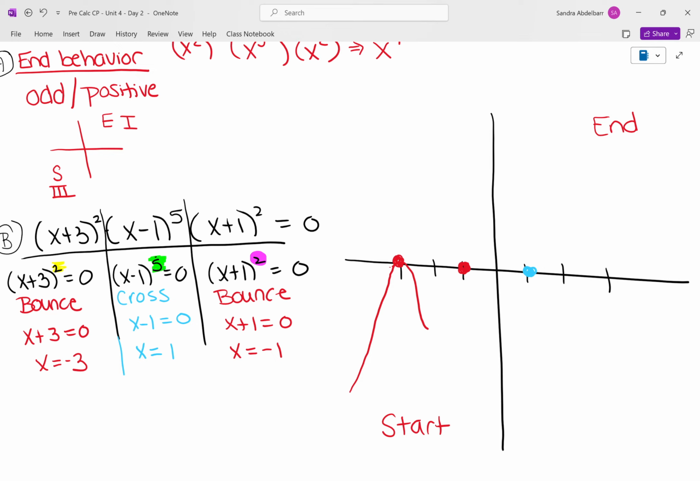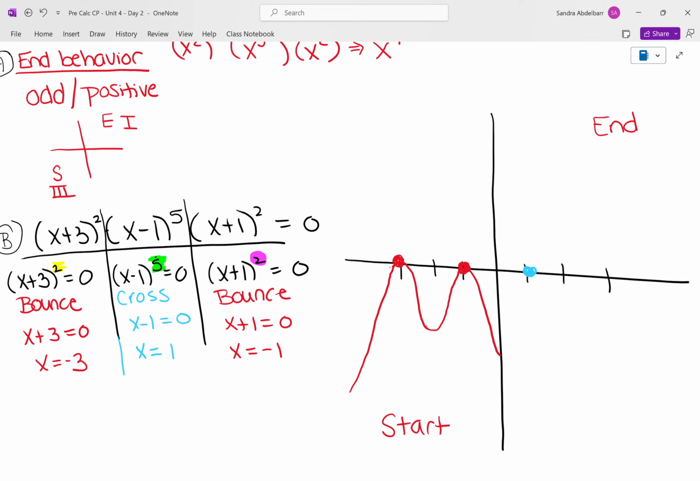So then now what we're going to do is we're going to turn. Now when you turn, you do a curved turn. You don't do a V turn. You do a curved turn, like a rounded turn. And now the next zero we're going to hit is which one? -1. Now is -1 a bounce or a cross? It's a bounce. So what happens? So we turn, we hit it, but then what happens? It bounces back down.